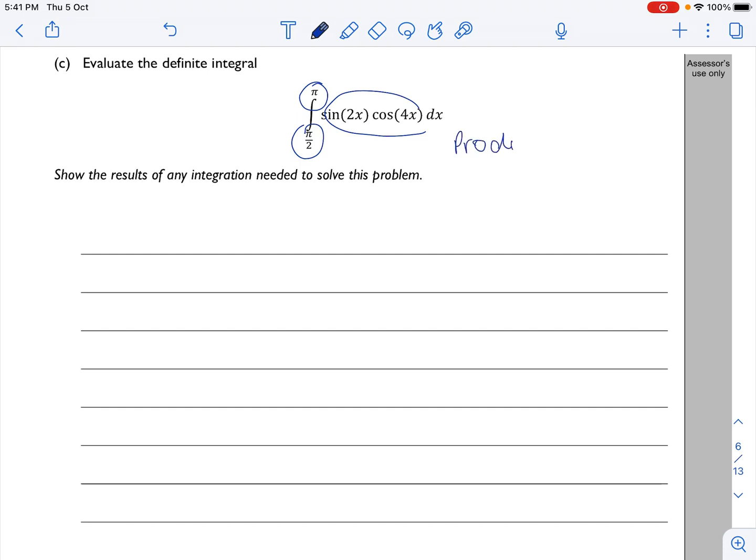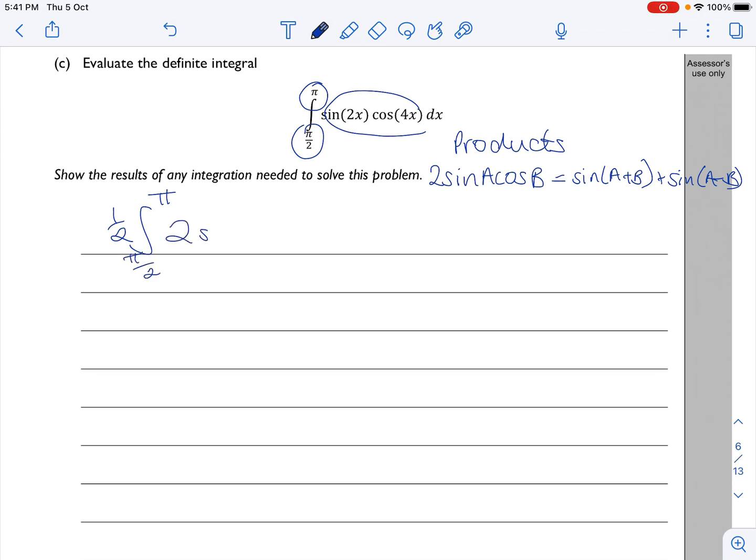Under products and trigonometry, you'll see that 2 sine A cos B, which kind of looks like what we've got, we just need to put a 2 in front of it, equals sine of A plus B plus sine of A minus B. So what we're going to do is get a 2 in front of that first. We pull a half out the front, and then we can put a 2 there, because a half times 2, of course, is 1, which is what we originally had.